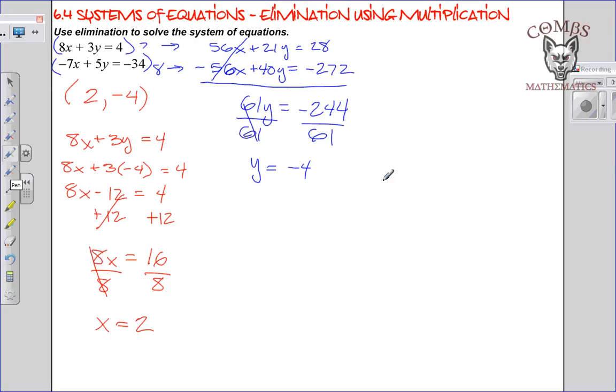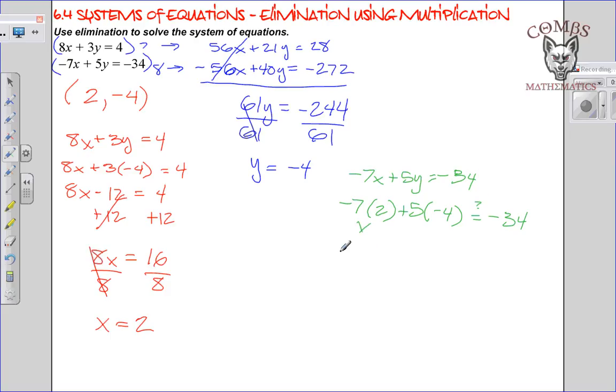that we are right. We'll use the second equation. Negative 7x plus 5y equals negative 34. So x is equal to 2, so that is negative 7 times 2 plus 5 times negative 4 is supposed to equal negative 34. We'll put a little question mark there to check.